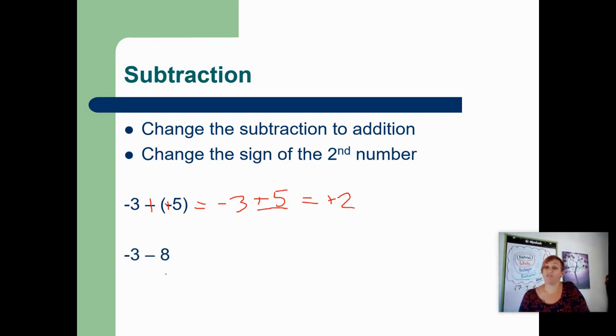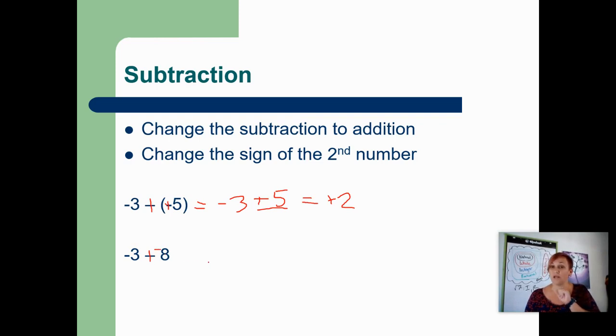In this problem, I have a subtraction problem, and I'm going to change it to addition. I need to draw 2 lines. The first line changes it from a minus sign to a plus sign. The second line always has to go after the first line, so you're never going to change the sign of the first number. So the second line is going to change the 8.